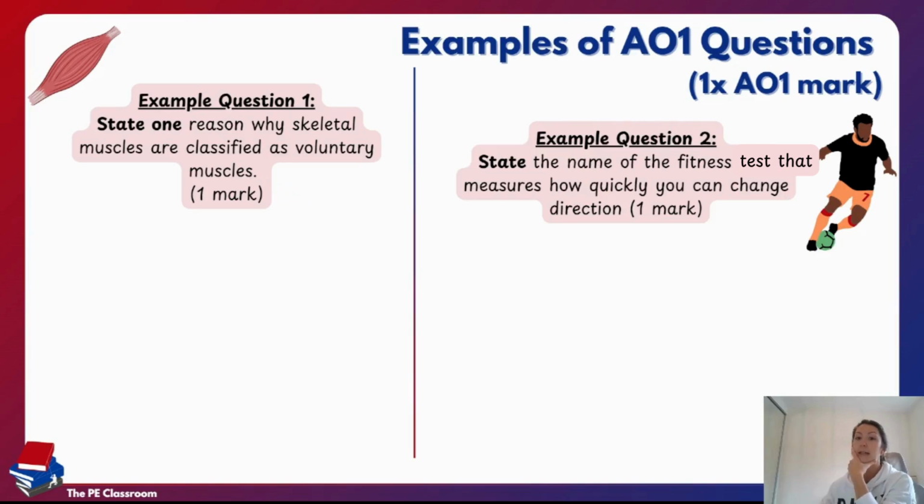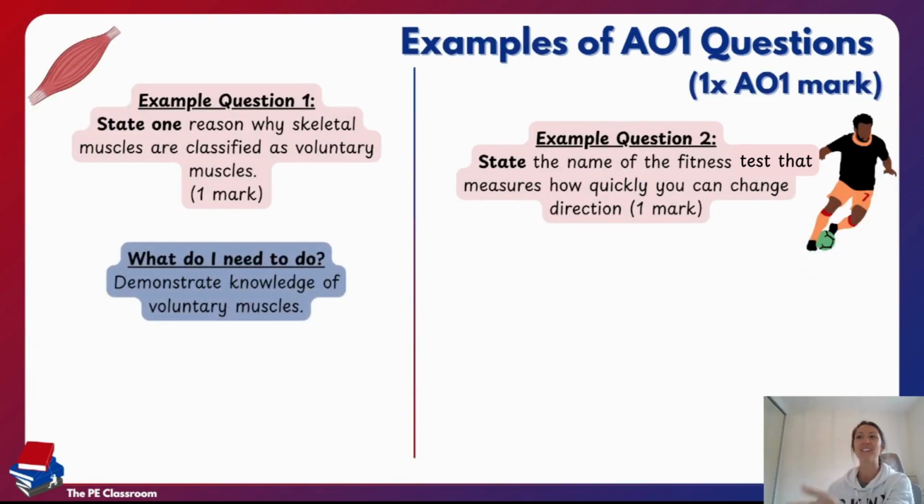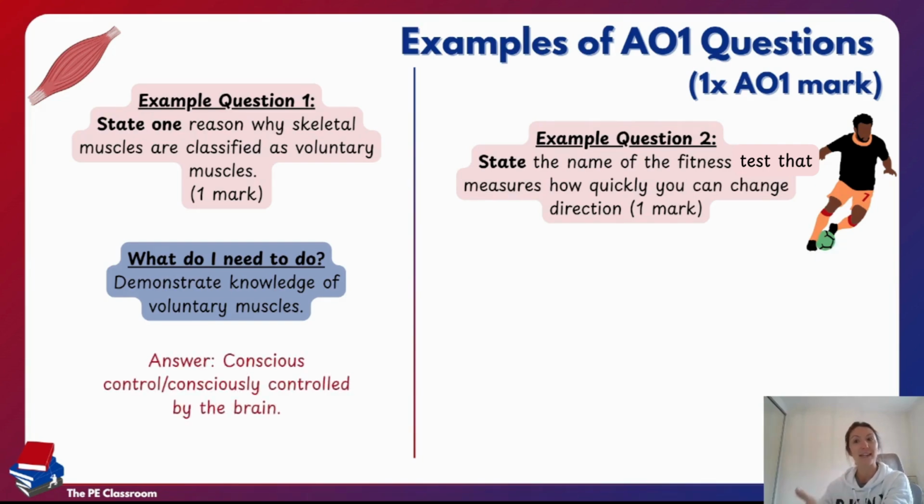Okay, so here you've got state, so keep it short and to the point, that's what state means. And it's asking you to state a reason why the skeletal muscles are classified as voluntary muscle. So what you need to do is demonstrate the knowledge of voluntary muscles. Again, really basic information. So an answer that you could use is just it's conscious control. It's something that you have control over, whether you move it or not. That's what a voluntary muscle is, because if I wanted to move my arm, I choose to, that's me telling my brain to move it. So you're stating the fact.